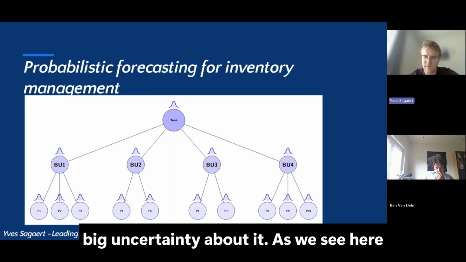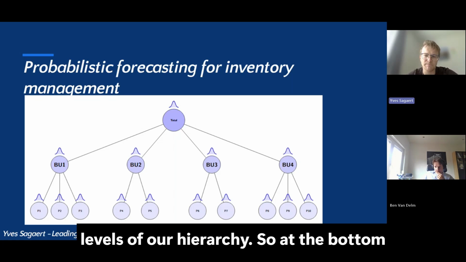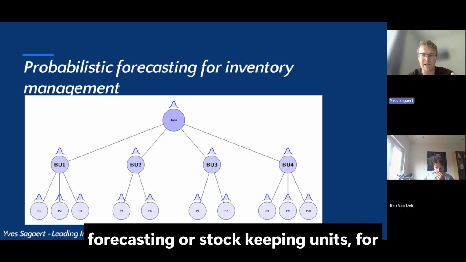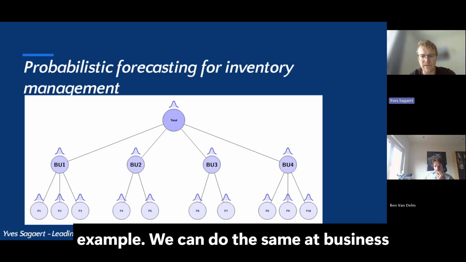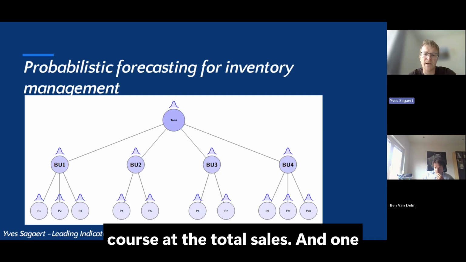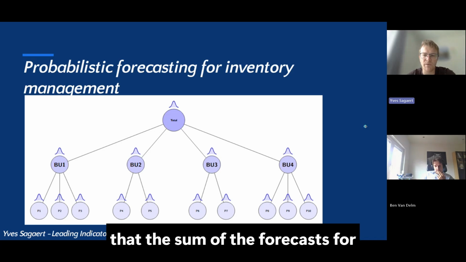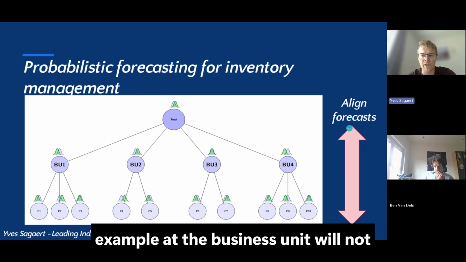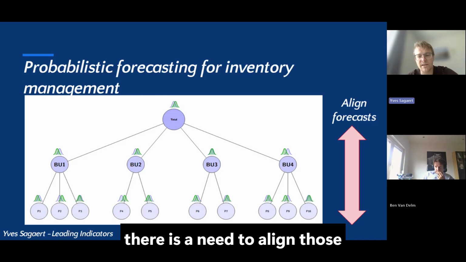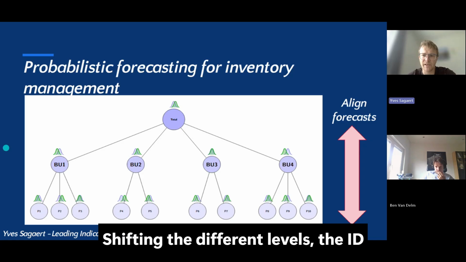As we see here in the graph, we can do that probabilistic forecasting for all the levels of our hierarchy. So at the bottom level, we would have the product forecasting or stock keeping unit, for example. We can do the same at business unit or product family, and then of course at the total sales. One of the problems we face inevitably is that the sum of the forecasts, for example, at the business unit will not match the sum of the products. So there is a need to align those forecasts, and this we can do by shifting the different levels.